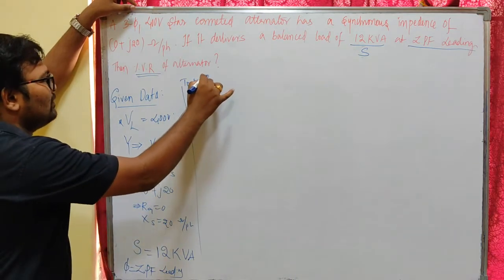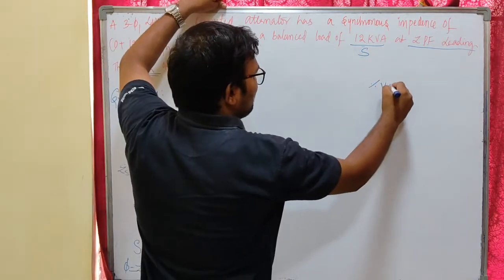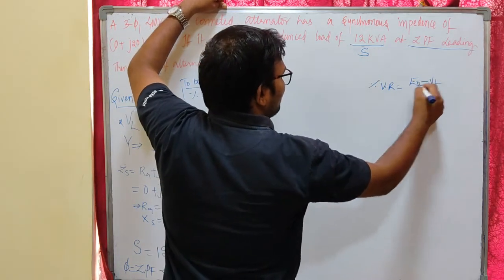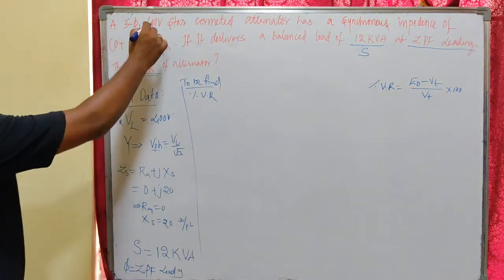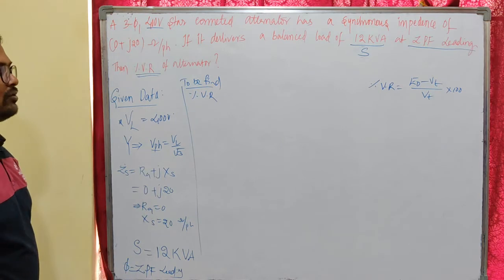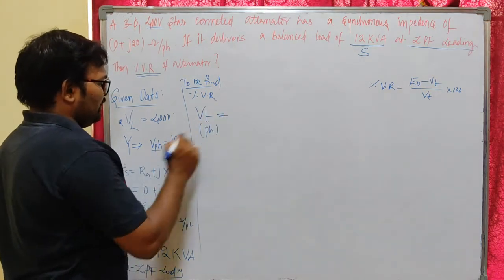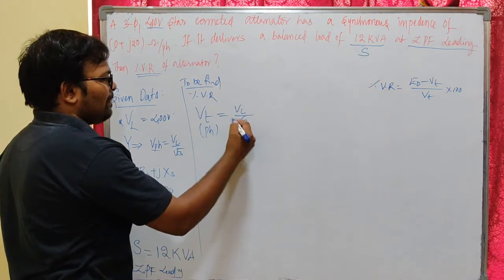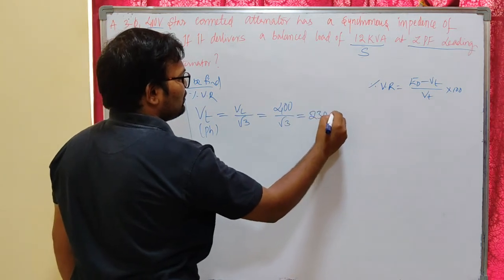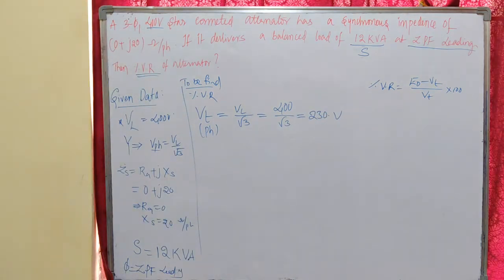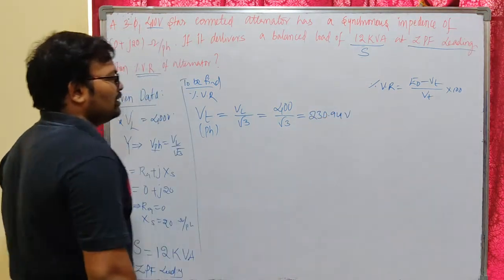What is the expression for percentage voltage regulation? It is equal to (E0 minus Vt) by Vt into 100. We have a terminal voltage of 400 line voltage, so we can convert it into phase voltage. Vt phase voltage equals line voltage by root 3, which is 400 by root 3, almost 230 volts, 230.94 volts.